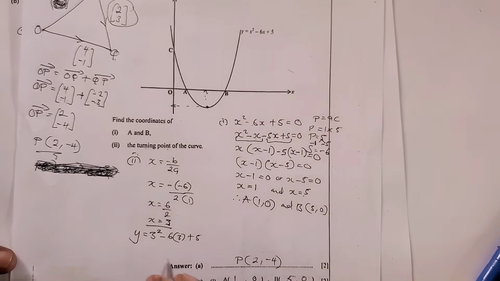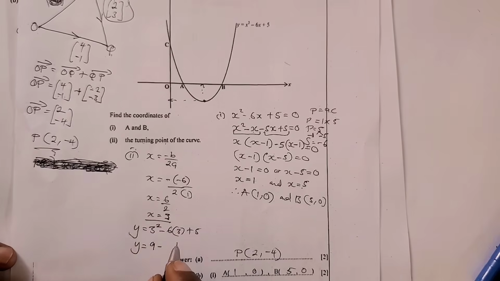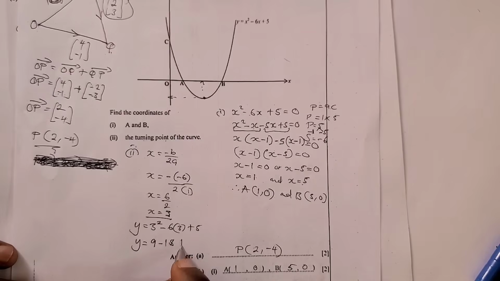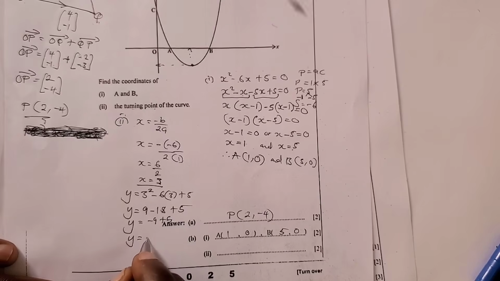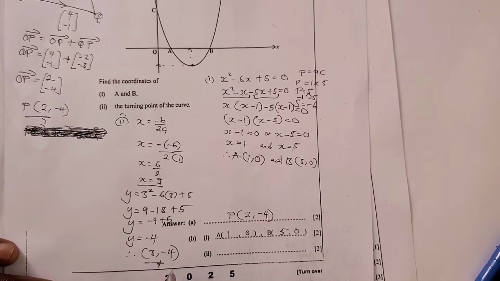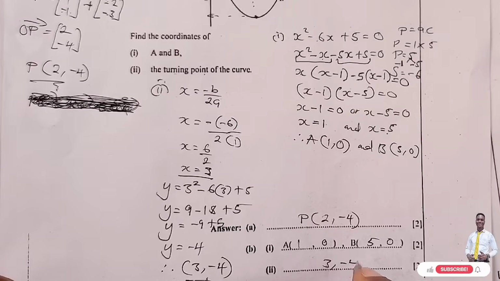Plus 5. So y is equal to 3 squared, which is 9. Am I right? Yes. Minus 6 times 3 is negative 18, plus 5. Are we together? y is equal to 9 minus 18, which is negative 9, plus 5. What is negative 9 plus 5? Negative 4. Therefore, the coordinates of the turning point are 3, negative 4. You see why it's negative. So here you come and write 3, negative 4.